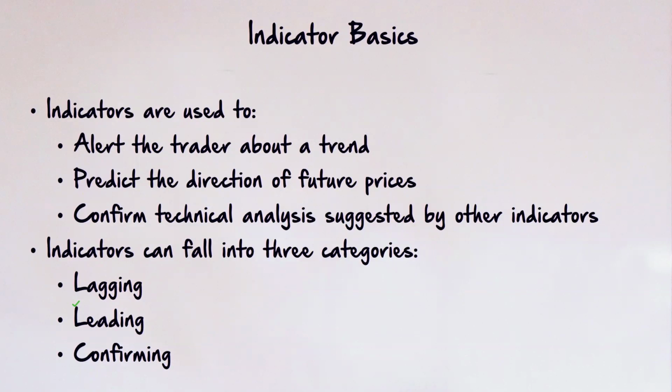So we have leading, lagging, and confirming indicators. Lagging indicators refer to the past action of price, while leading indicators tend to point you in the future direction of price. A lot of moving averages are lagging indicators, but oscillators like stochastic tend to tell you where the market is going to go even before the market goes there. So they are leading indicators.